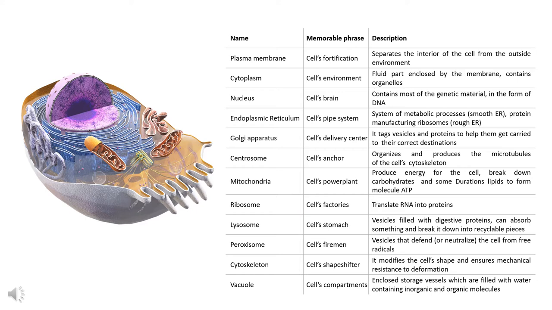Now coming to ribosomes. These are the cell factories, which translate RNA into proteins. Now lysosomes. What is a lysosome? It's a cell stomach. Vessels filled with digestive proteins can absorb something and break it down into recycled pieces. So everything in the process of digestion comes over here. Now coming to the peroxisome, that is the cell's fireman. What is it?